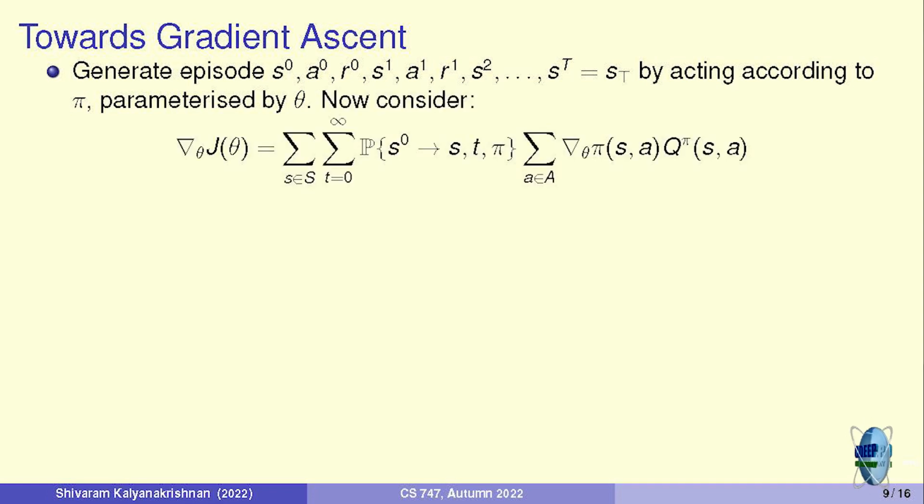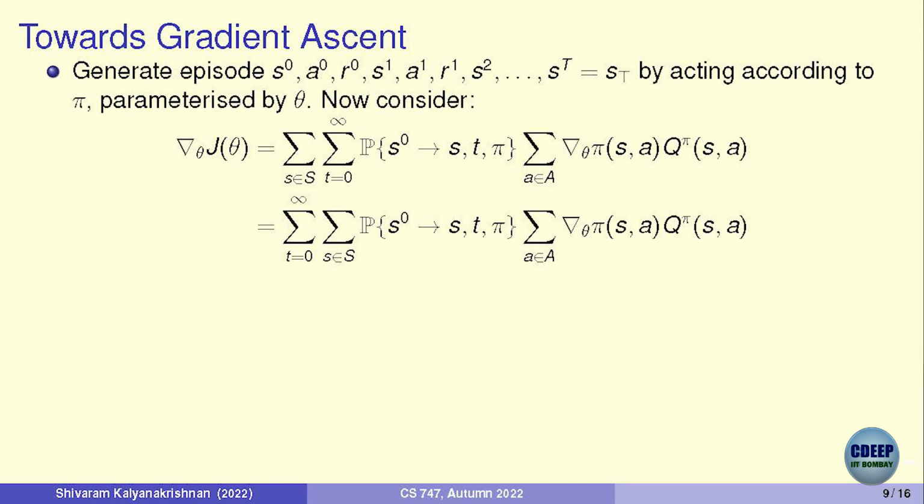So how are we going to do it? First step is just writing down again the same thing from the previous slide, the policy gradient theorem. Now I'm going to start manipulating this. The first manipulation is that there's a sum over states and a sum over time, and I'm going to flip them. It's a sum over time, sum over states. It's just changing the order of these sums, a small rearrangement. So sum over times, sum over states, this times sum over actions times this.